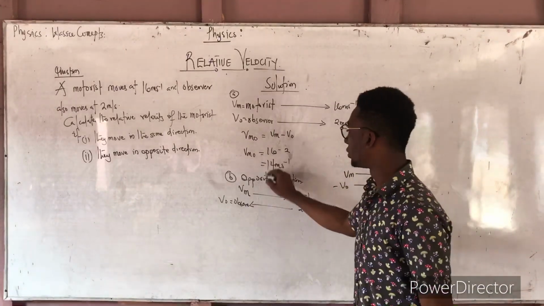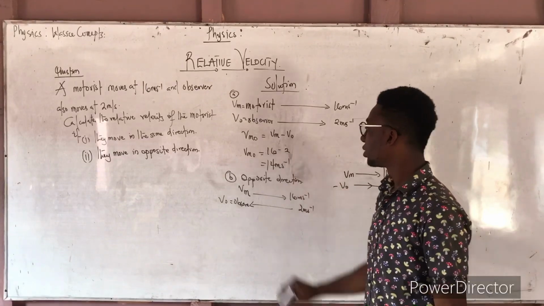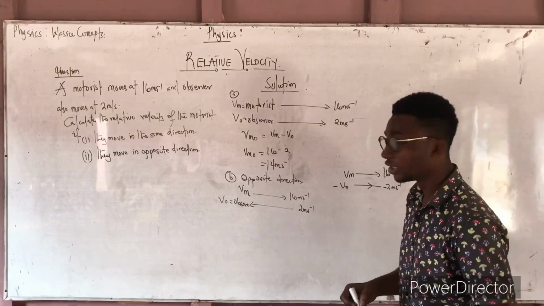Sorry, for the previous one, the answer I gave you was wrong. 16 minus 2 is 14 meters per second.